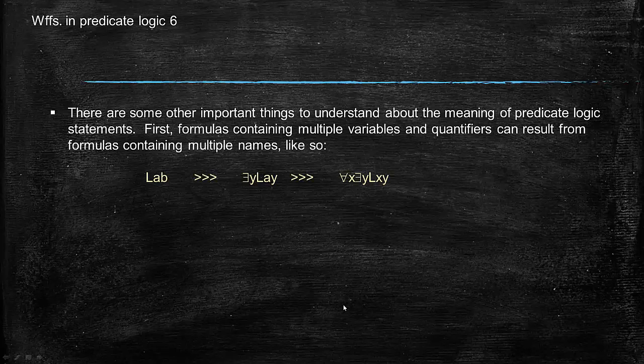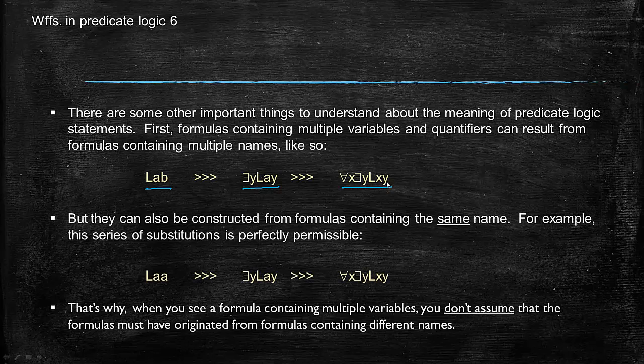Okay, there's some other important things to understand about the meaning of predicate logic statements. First, formulas containing multiple variables and quantifiers can result from formulas containing multiple names like this. So this is nothing surprising. Start with something like Lab, toss in a quantifier for b, in this case y, toss in another one for a, and you've got for all x there exists a y, Lxy. That's not surprising at all.